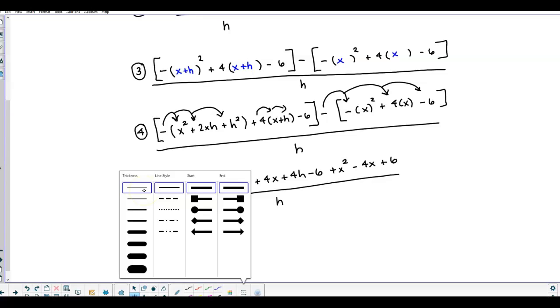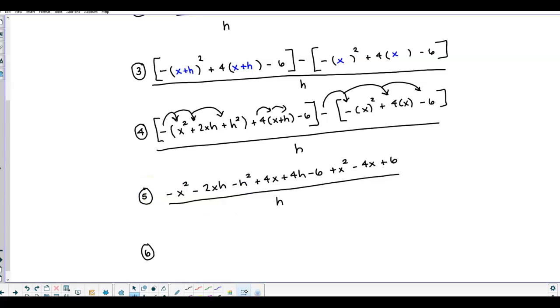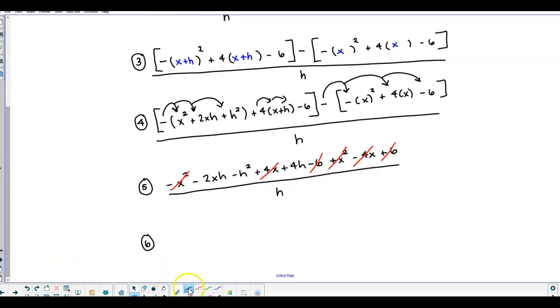Now, before we combine like terms, let's take a look at the numerator and see if there's anything we can eliminate as zero. We have negative x squared, that's plus x squared. We have plus 4x and minus 4x. And then we have minus 6 and then plus 6. So let's write what's left over in our numerator: minus 2xh minus h squared plus 4h, all over h.